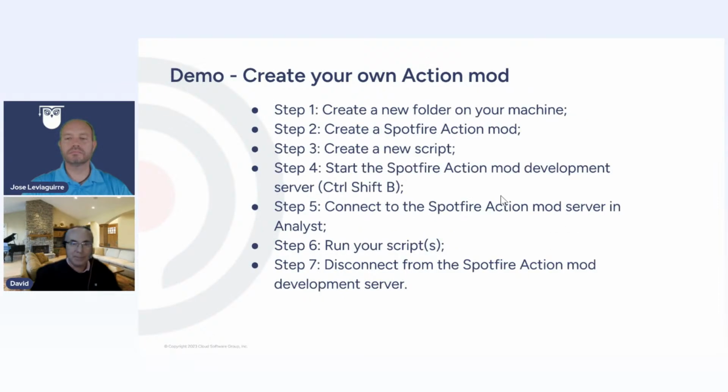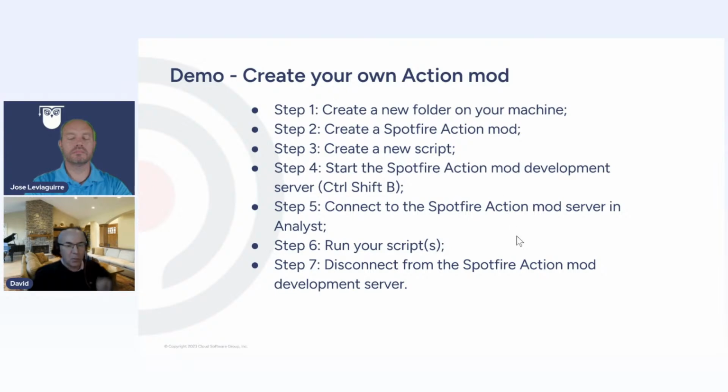So right, let's start creating our own action mod. Like I mentioned before, you create a new folder, you create the action mod, we use the code in the terminal, and then we create a script and start the action mod development server. And then we'll see how to connect to it from the Spotfire analyst, run the script, disconnect, and then we can just save it to the library or save it as a mod file.